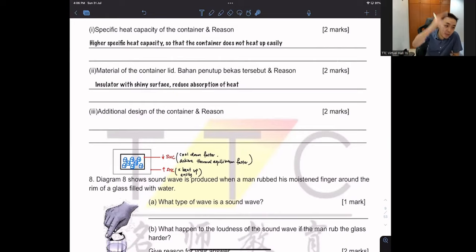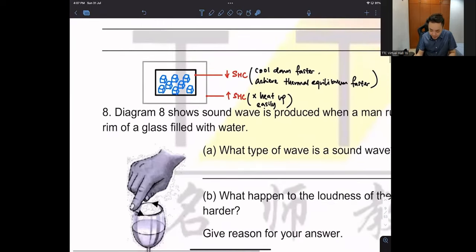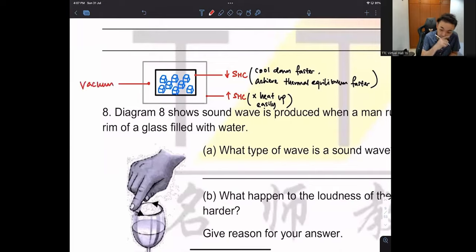Okay, next one, additional design of the container. What other design do you need to put inside to make it good? Bigger, no. Double layer can. Actually, you see here, whenever we got two different layers, you notice there's a layer in between, right? There's an empty space here, right? Now, whenever we're making a thermos, whatever, the best is what? You want to make sure it's double layer, and then they are vacuum. Only vacuum will make sure the heat loss is slower.